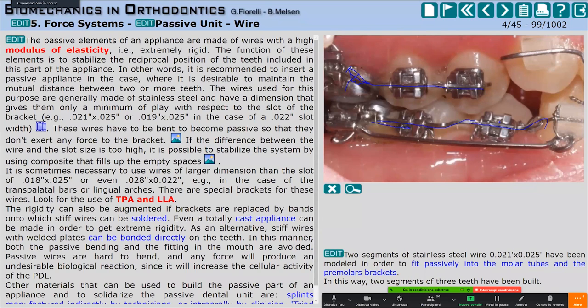On the other hand, if I can put a heavy wire 21 by 25 between these brackets, I'm giving a much better solidarization between these teeth. So my suggestion is to use 22 by 28 slots. And when you need to solidarize the teeth, minimum you start with 17 by 25. It would be better even 19 by 25. Great would be to use 21 by 25. Okay.